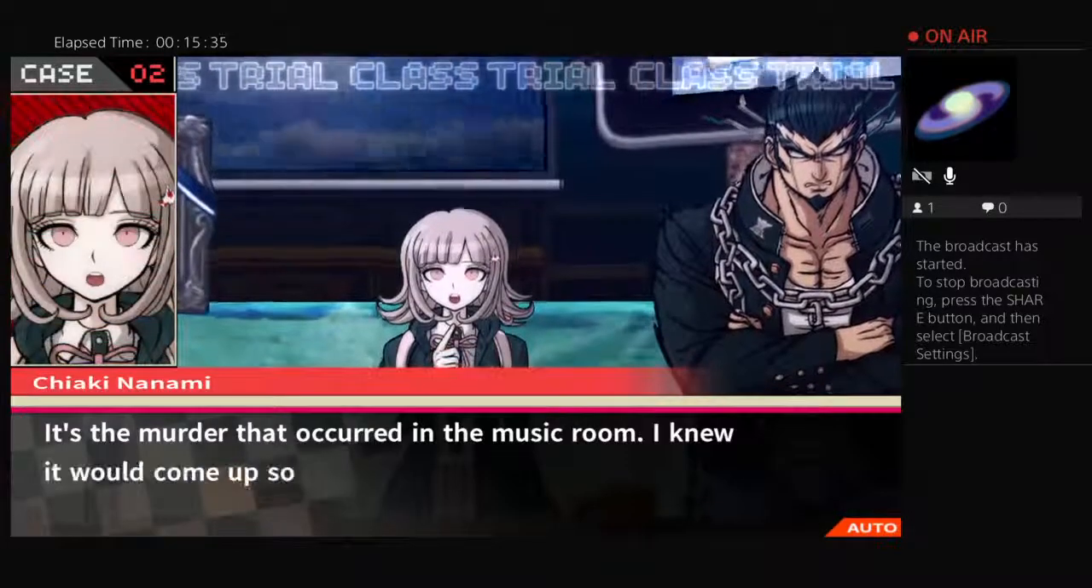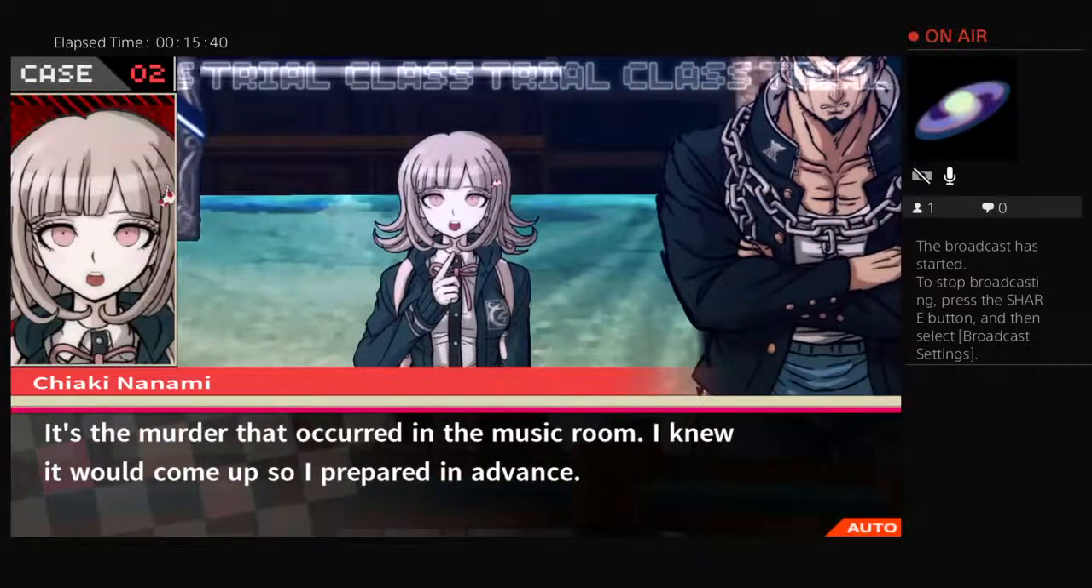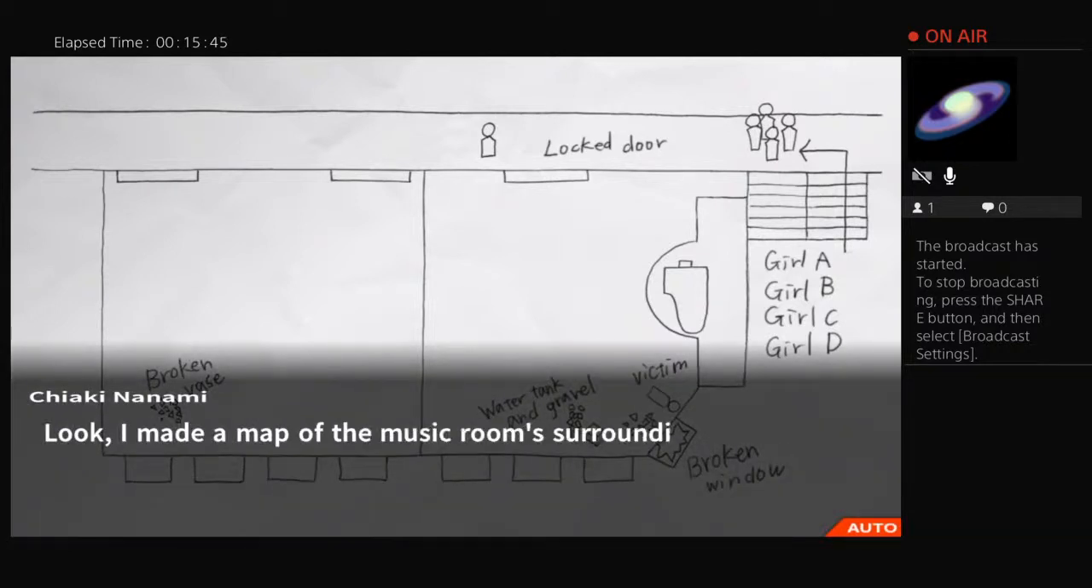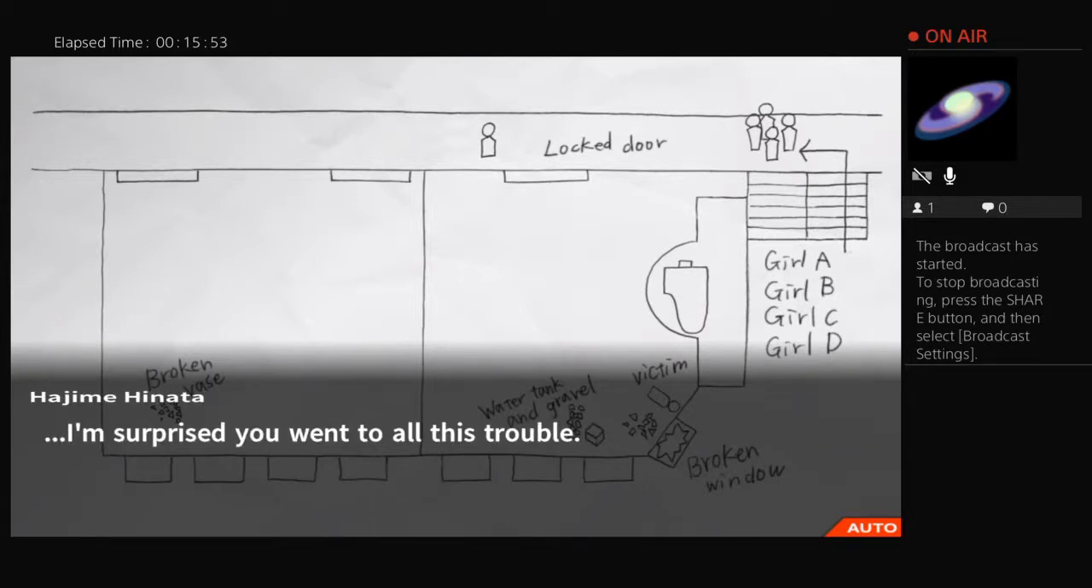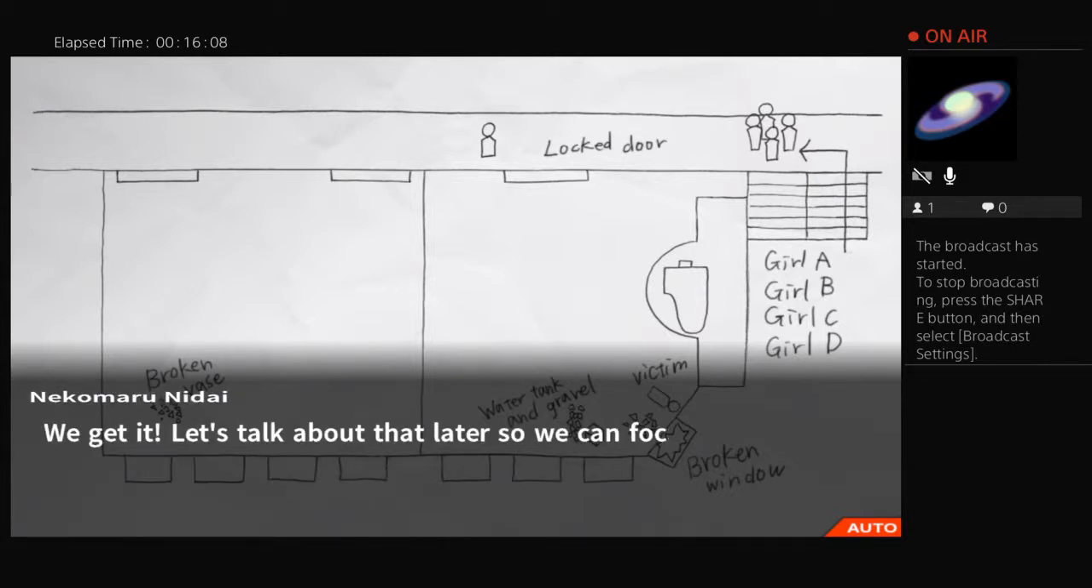It's the murder that occurred in the music room. I knew it would come up, so I prepared in advance. Look, I made a map of the music room's surroundings, which was the stage of the first case. I'm surprised you went to all this trouble. Mapping is second nature to retro game fans. Classic dungeon crawler RPGs have a first-person point of view, so mapping as you play is a basic. We get it! Let's talk about that later so we can focus on the case.